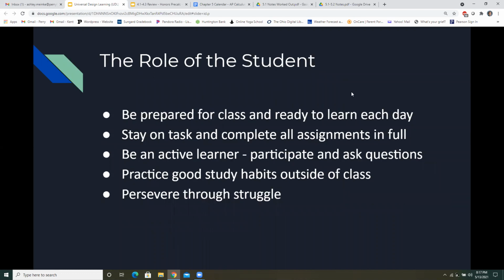Then the role of the student is to be prepared for class and ready to learn each day, stay on task and complete all assignments in full, be an active learner, participate and ask questions, practice good study habits outside of class, and persevere through struggle when doing mathematics.